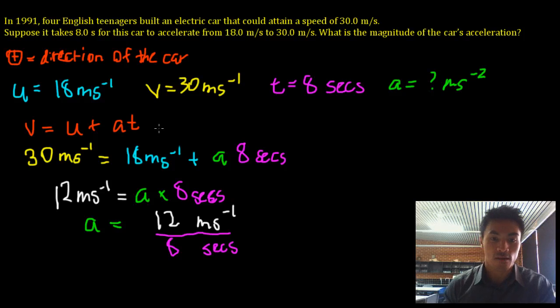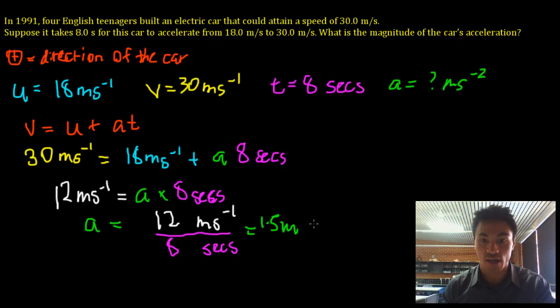If this is meters per second to the power of negative 1, that seconds to the negative 1 goes down here, so it becomes seconds squared. And 12 divided by 8 is 1.5. So our final acceleration should be 1.5 meters per second squared, or seconds to the negative 2. So that is our final answer.